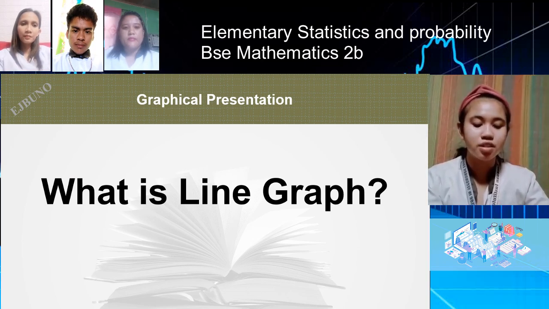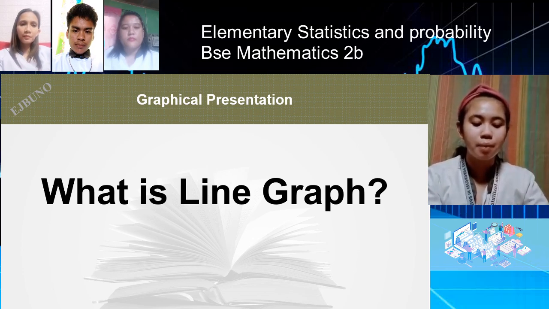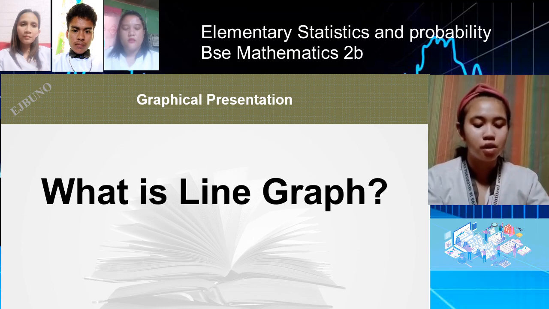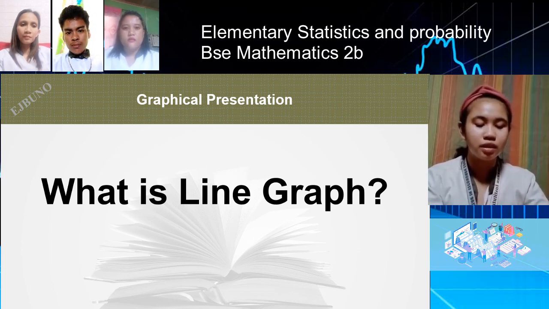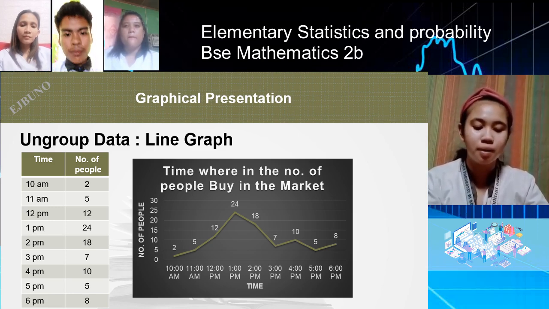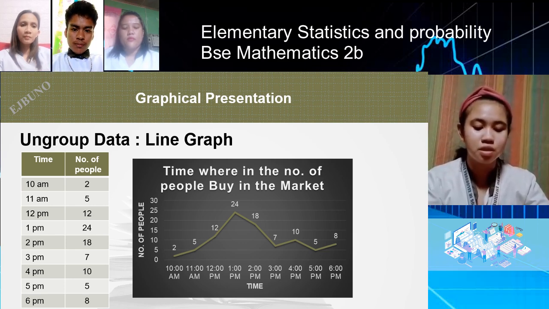Line graphs are simple mathematical graphs that are drawn on graph paper, plotting the data, representing one variable on the horizontal x-axis and the variable of data on the vertical y-axis. In this, you can see an example is the time versus the number of people who buy in the market. This is the line graph style.